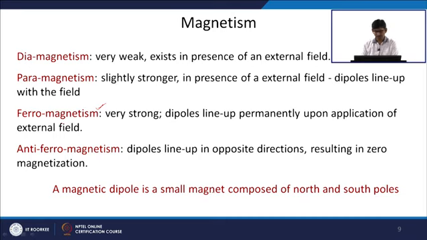A magnetic dipole is a small magnet composed of north and south poles. Basically for any magnet we have already seen that you will always have some south and north pole. So when we say magnetic dipole, we are talking about an arrangement where they are arranged in this fashion, south and north. If all the dipoles are arranged in the same fashion, then you will have magnetism.